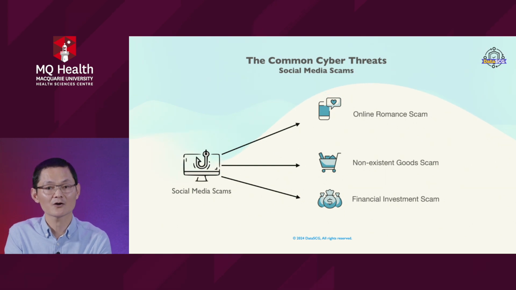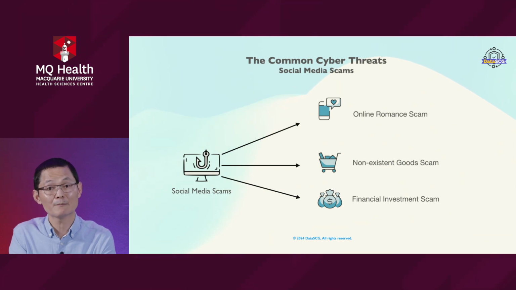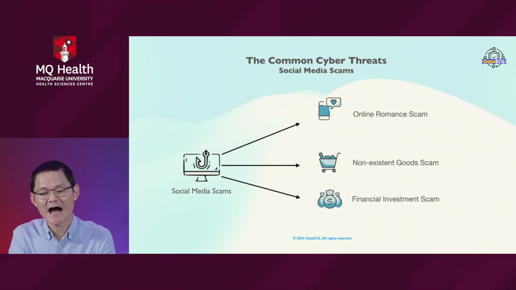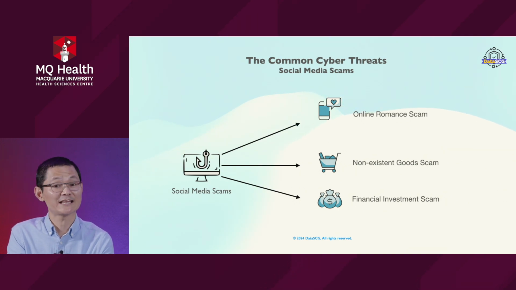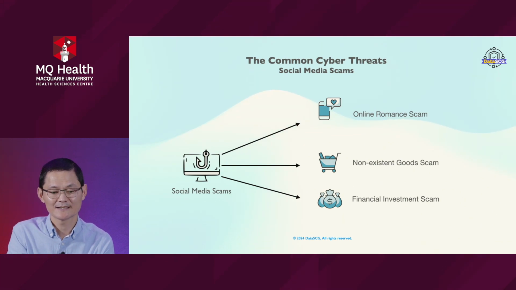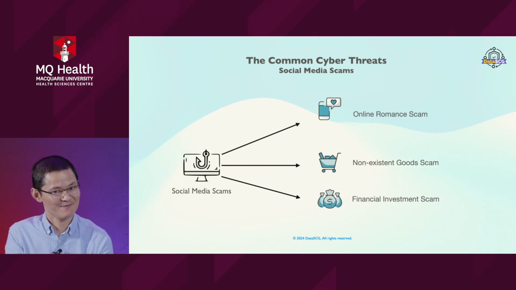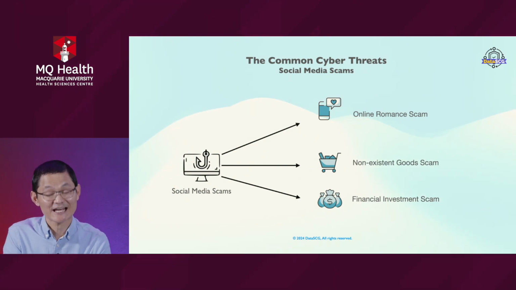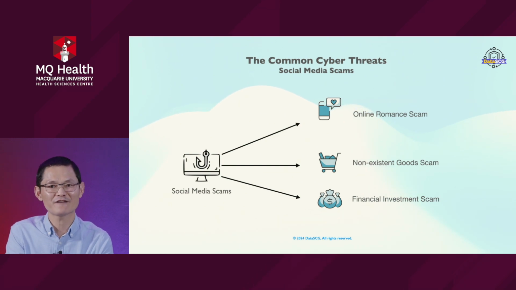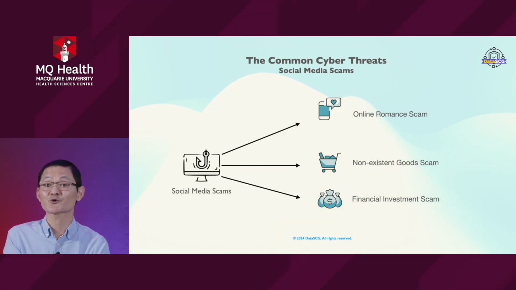The second type is called non-existent goods. Scammers often market their goods on social media and encourage users to place orders, but they never deliver the goods and ghost users completely. The last common one we've seen: if you're looking for a fast way to make money, then watch out. Scammers invent all sorts of fake money-making opportunities, such as crypto investments, and they will trick you into buying worthless crypto coins and disappear completely.